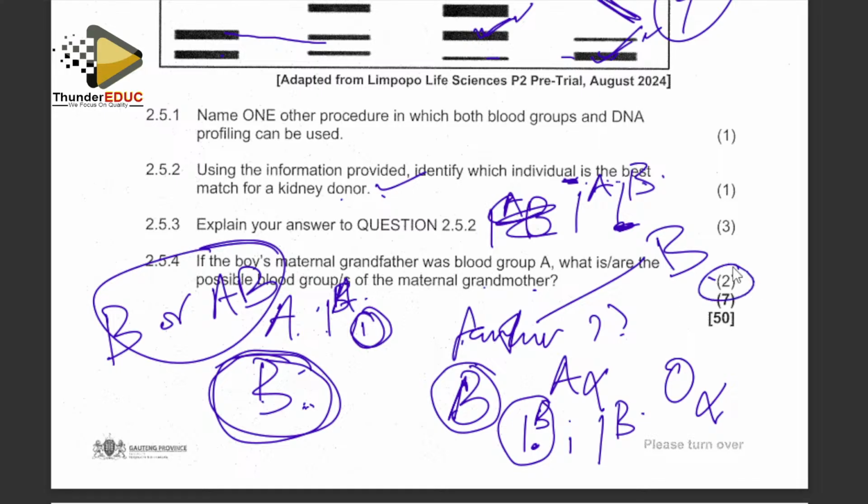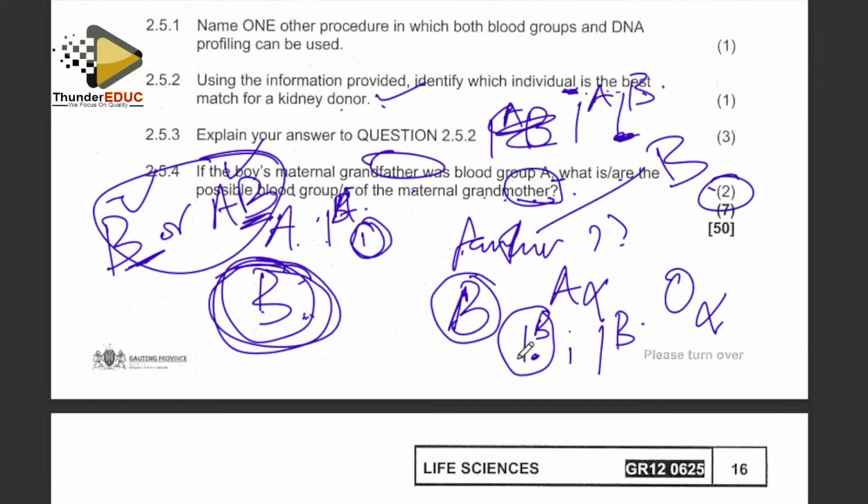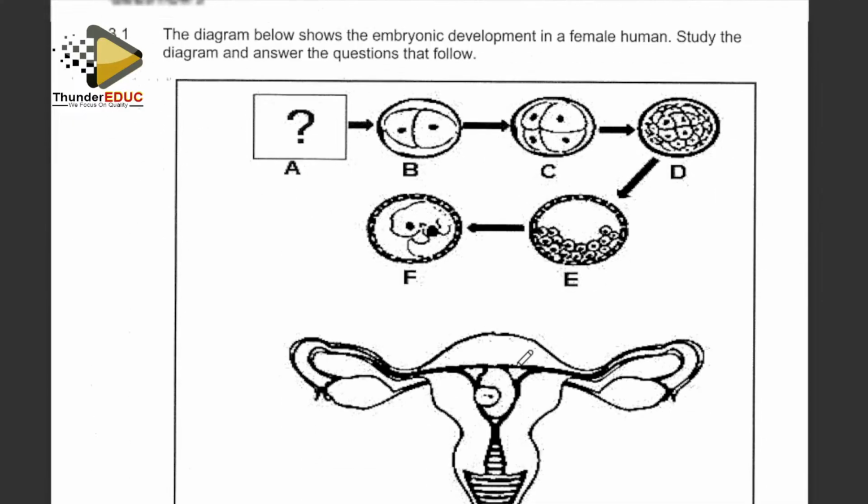That's why it's 2 marks here. So you get 2 marks there, for blood group B or blood group AB. Because they're saying, what is the possible blood group of the grandmother, because the grandfather is blood group A. So basically, to produce blood group B, the grandmother should be either blood group B or blood group AB, so that you're able to produce blood group B. All right. Thank you. 7 marks. We go to question number 3.